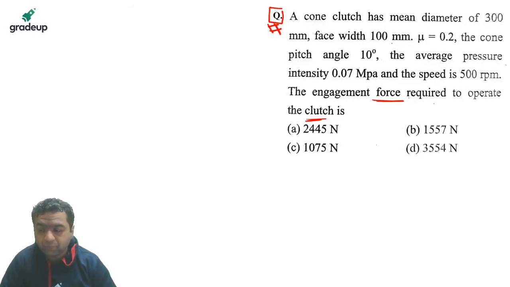Yes, cone clutch has mean diameter of 300 mm, face width of 100 mm. Very good, Praful, your answer is correct.